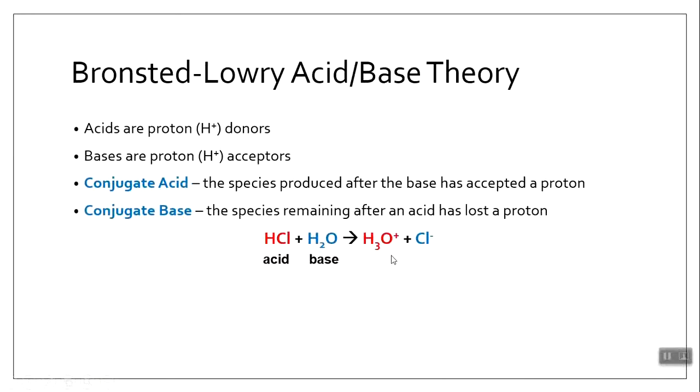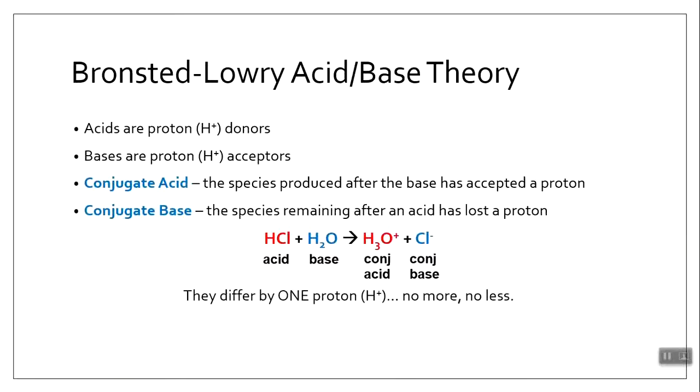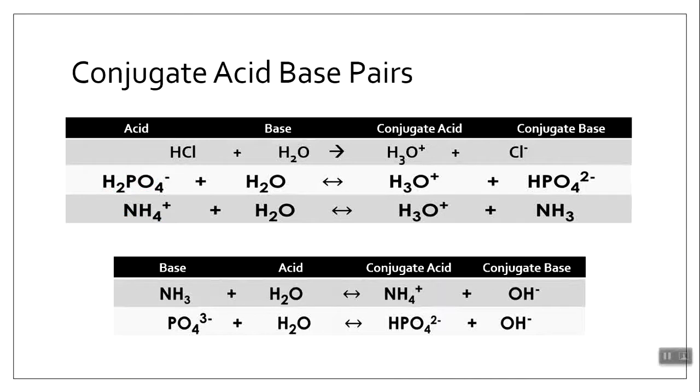So H3O+ is our conjugate acid, while our Cl- is our conjugate base, okay? Now they differ by one proton, one hydrogen ion, no more, no less. And we're gonna go through some examples together in a little bit. These are some examples here that show you acids and bases and conjugate acids and conjugate bases. So as you can see here, we're using water, and water on the top part is our base, water on the bottom part is our acid.